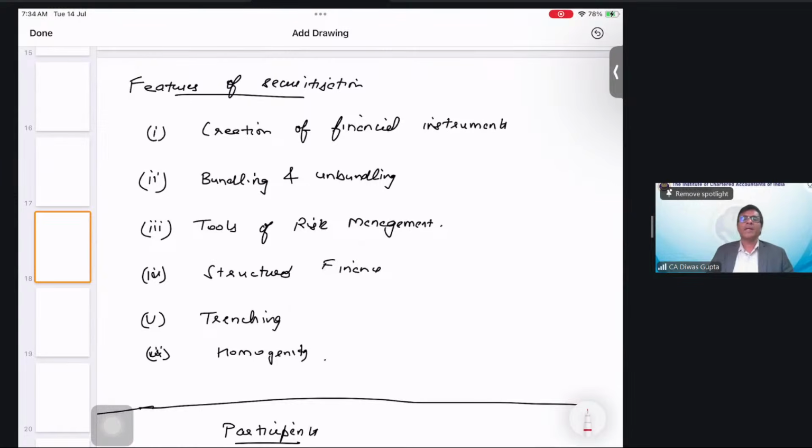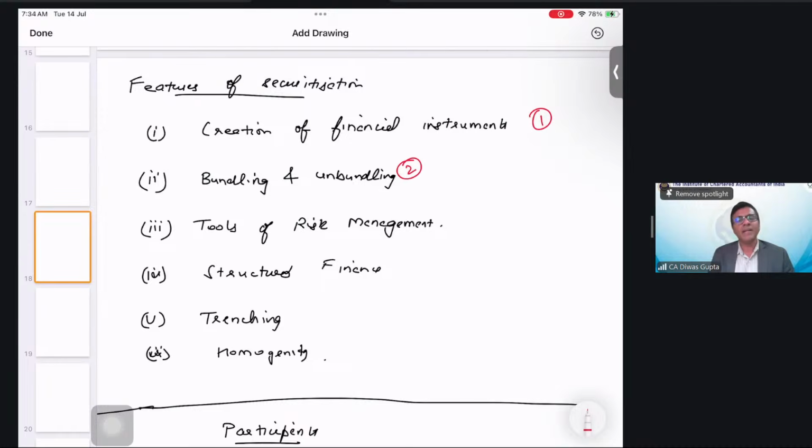Now, the next topic is around the features of securitization. The features of securitization are actually the characteristics of securitization, that is, what this process is overall doing. One, it helps in the creation of the financial instrument documents, right? What are the financial instruments involved here? Definitely the securities that are getting created: pass-through certificates, pay-through securities, and the stripped securities. These are the three different types of securities that we have studied.